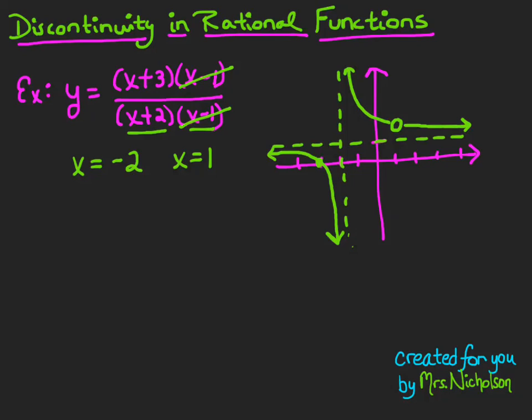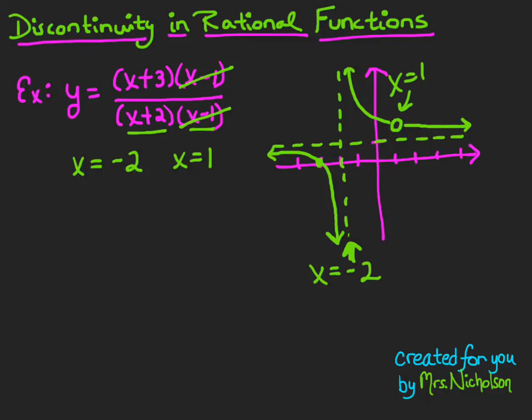If you'll notice at x equals negative 2, right here we have an asymptote. That is discontinuity in the function. There's an asymptote on the graph. The function will never cross that vertical asymptote. But notice at x equals 1, we just have a hole.